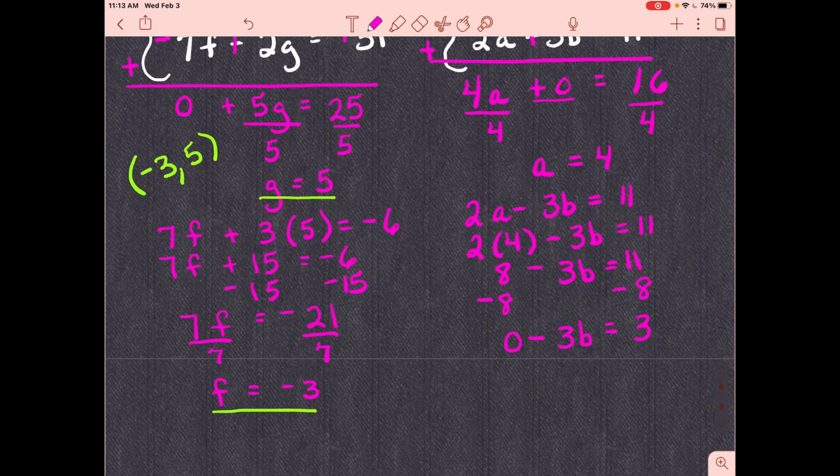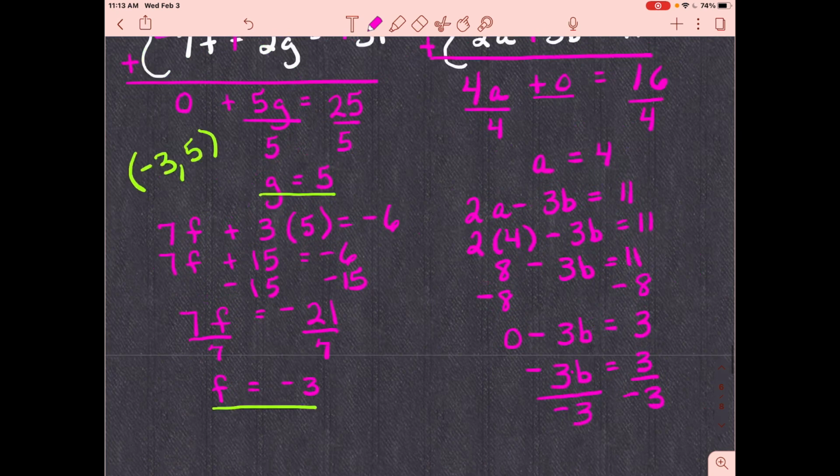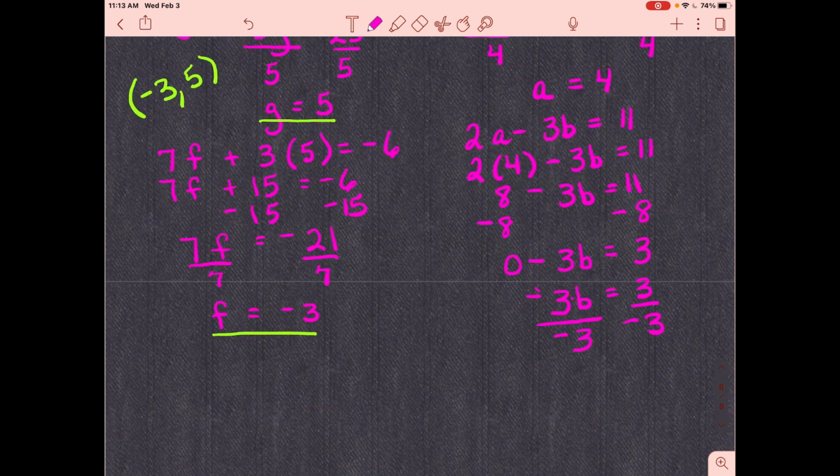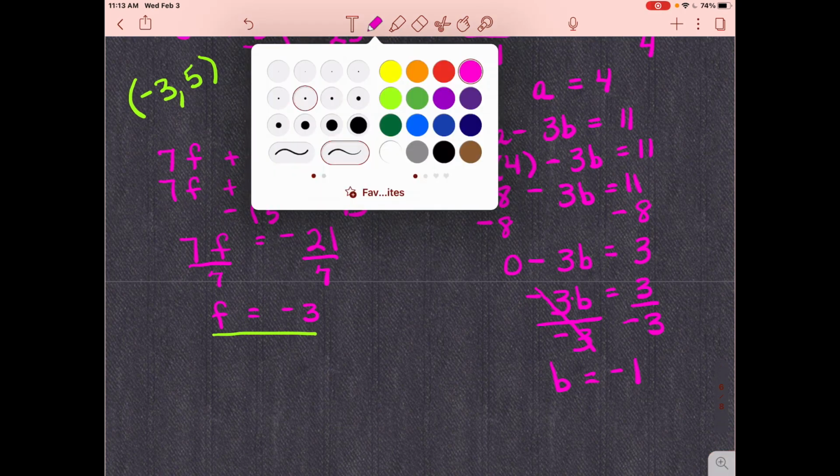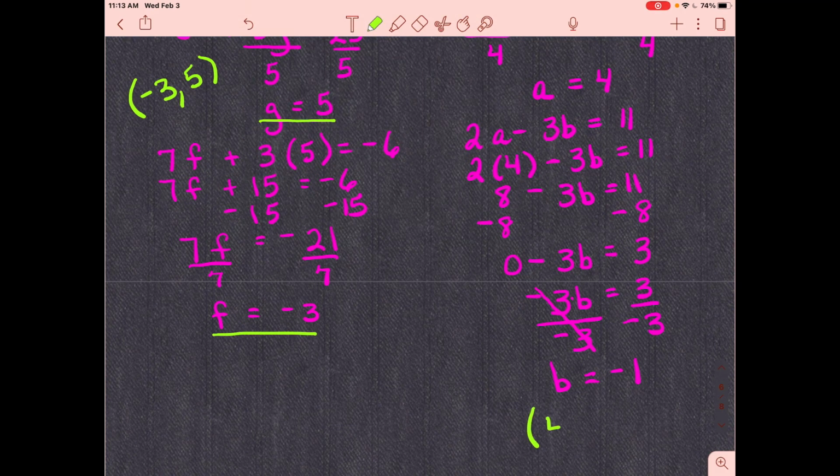Okay, so 0 minus 3B just means minus 3B. So I'm going to divide by negative 3 because this is multiplication. The opposite of multiplication is division. And so I'm going to get B, negative divided by negative is positive, B equals negative 1. All right, I do have an answer now. My full answer: A is 4 and B is negative 1. All right, hopefully that's helpful.